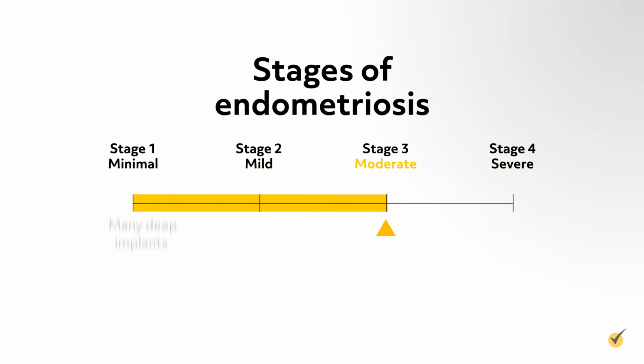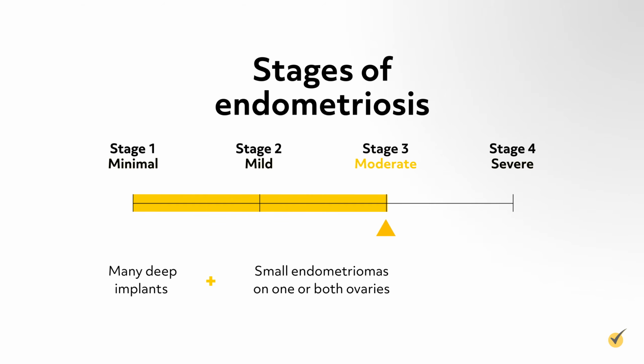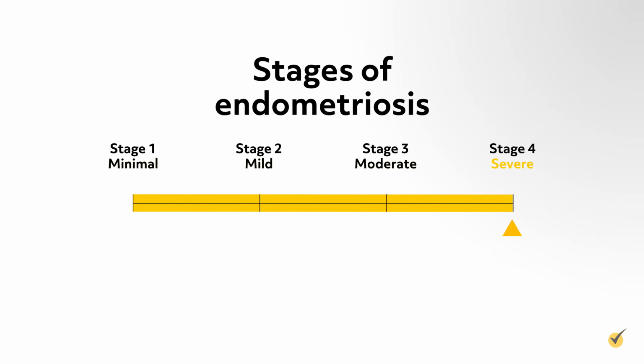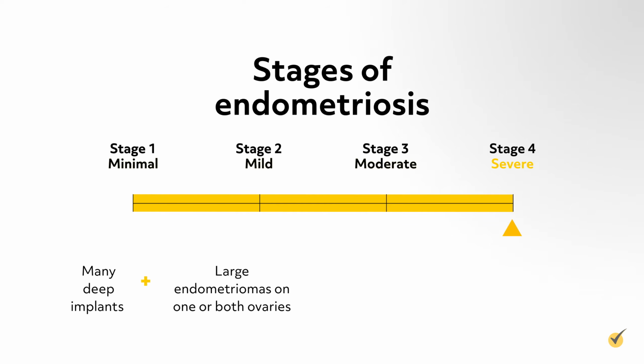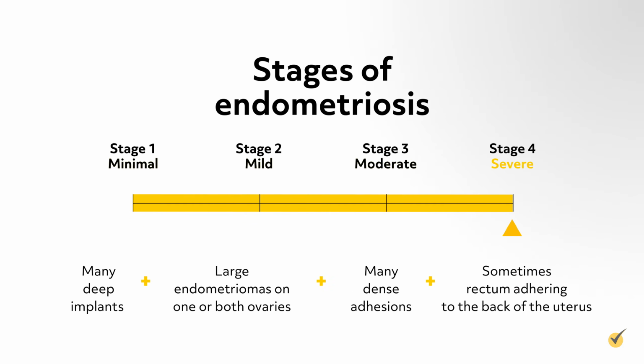Stage 3 is moderate with many deep implants, small endometriomas on one or both ovaries, and some adhesions. Stage 4 is severe with many deep implants, large endometriomas on one or both ovaries, and many dense adhesions, sometimes with the rectum adhering to the back of the uterus.